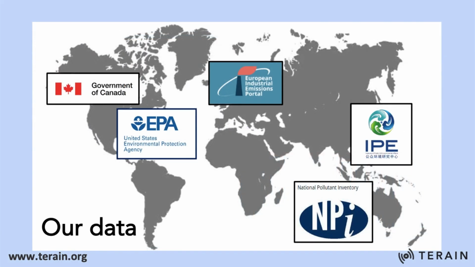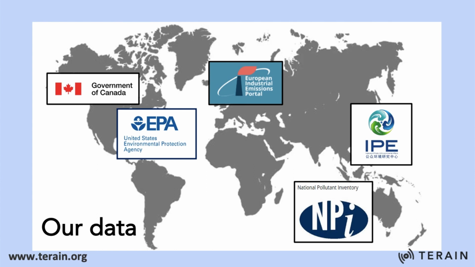Our data comes from pollutant release and transfer registers, also known as PRTR. PRTRs are mandatory registers available to the public containing information about the pollutants and chemicals generated by facilities in the most polluting industries all around the world.